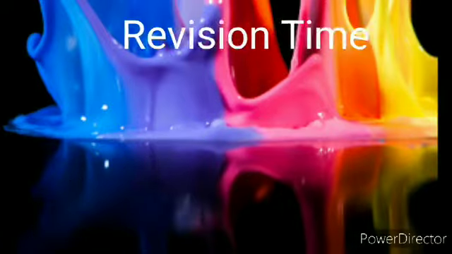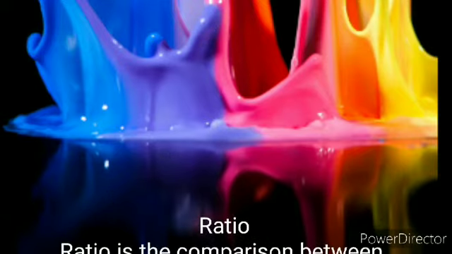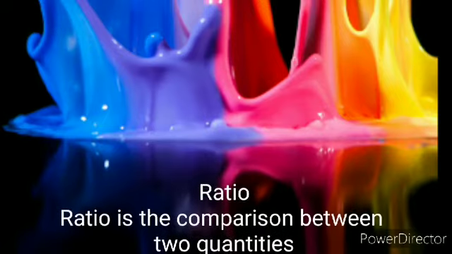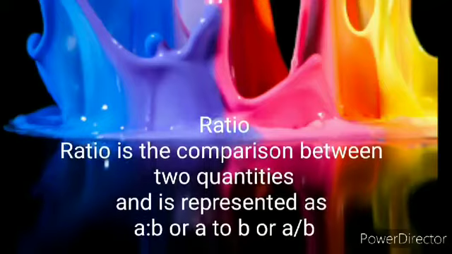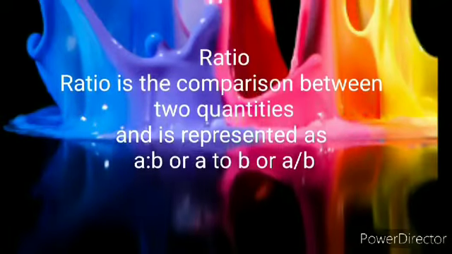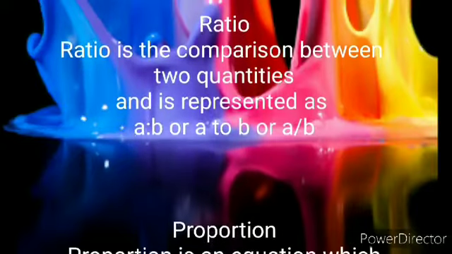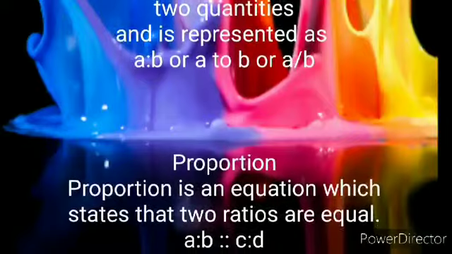Before moving on to our today's topic, let's revise in brief what we have done till now. So first thing is ratio. Ratio is the comparison between two quantities and is represented as A ratio B, A to B, or A upon B. Then we have done proportion. Proportion is an equation which states that two ratios are equal.